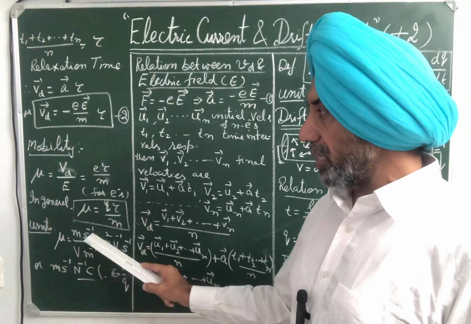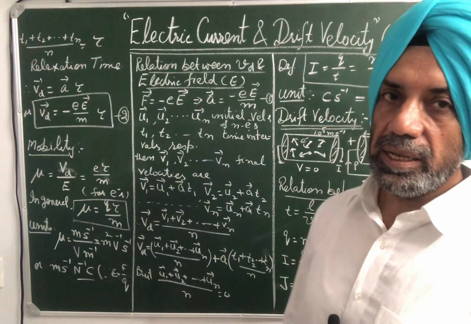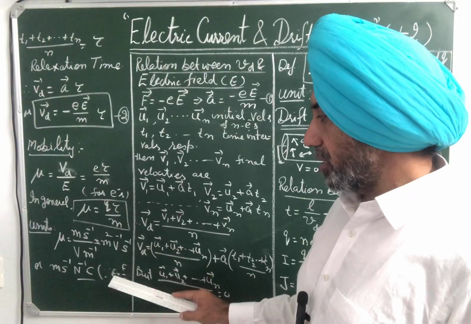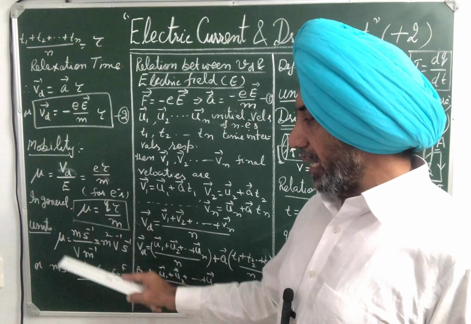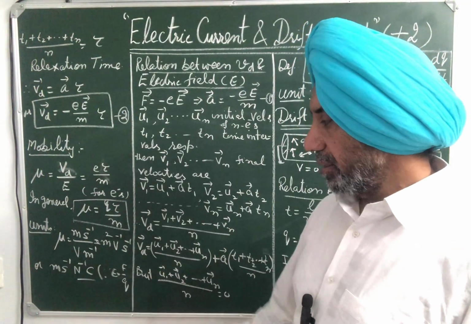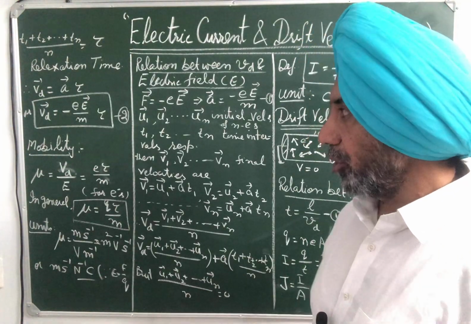So the units of mu will be: vd, drift velocity, meter per second; electric field will be volt per meter, or you can take newton per coulomb. To simplify, it will be meter square volt inverse second inverse. If we put the units of E as newton per coulomb, it will be meter per second per newton coulomb, because E is equal to F upon q.